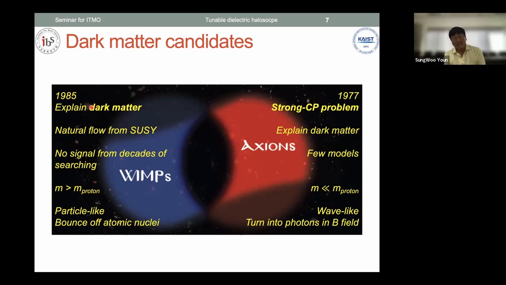The mass is very, very much smaller than the proton mass, such that it behaves like a coherent wave. Okay, so we believe that the axion, if it exists, is supposed to turn into a photon under a large background magnetic field. I will explain more about this later.